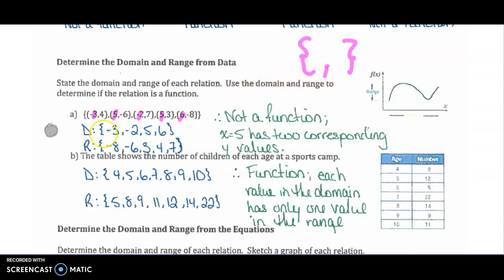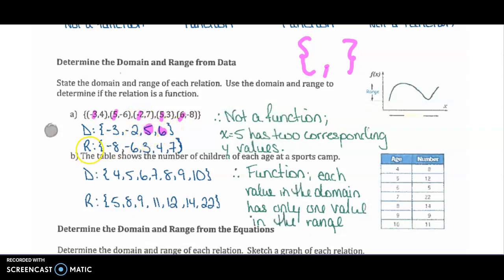So when you write set notation, you want to talk about the domain. D stands for domain. The domain is all the possible x values here, and we saw a -3, we saw a -2, and we saw two 5s, but we only write that once, okay? So we don't write the 5 twice, and then we also have a 6, okay?